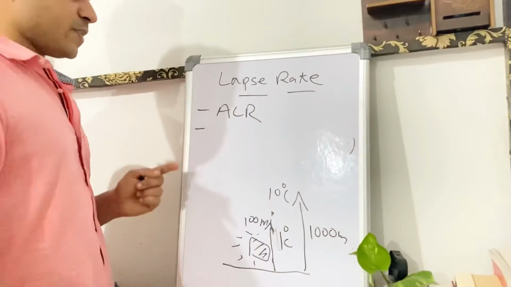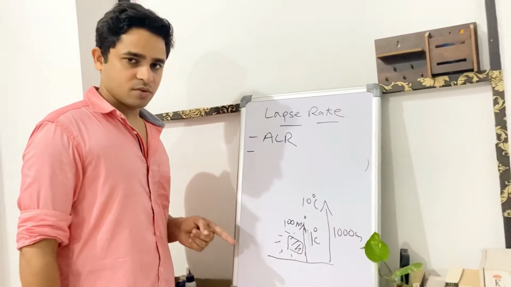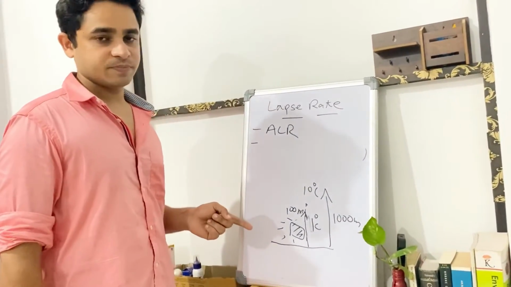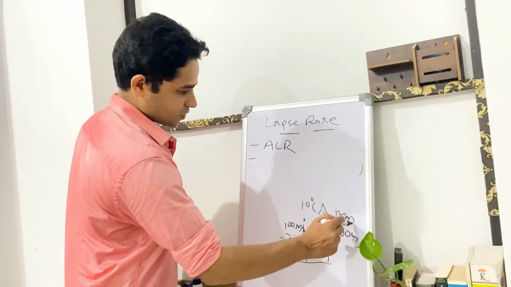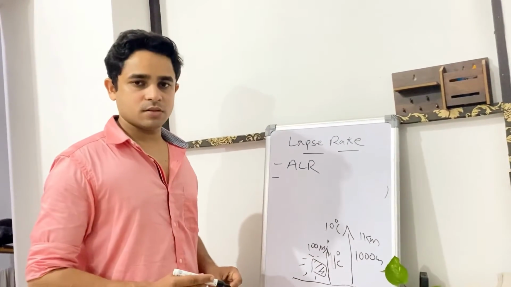So with respect to adiabatic lapse rate, the temperature decrease is approximately 10 degrees Celsius when we go up by 1 kilometer. Okay, I hope that it's clear.